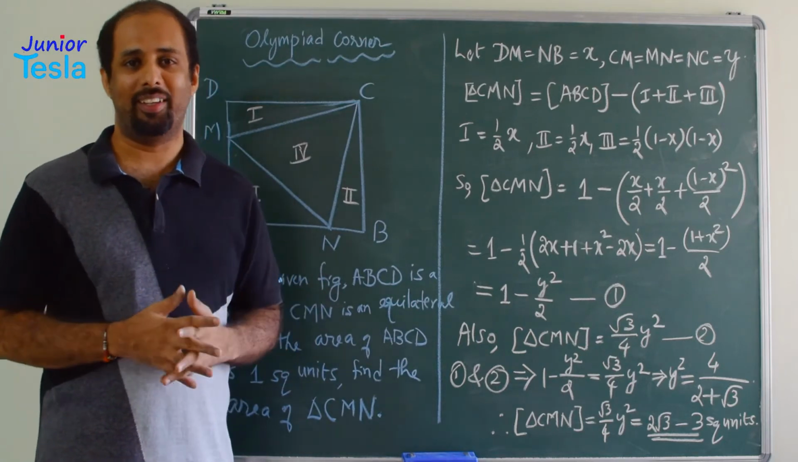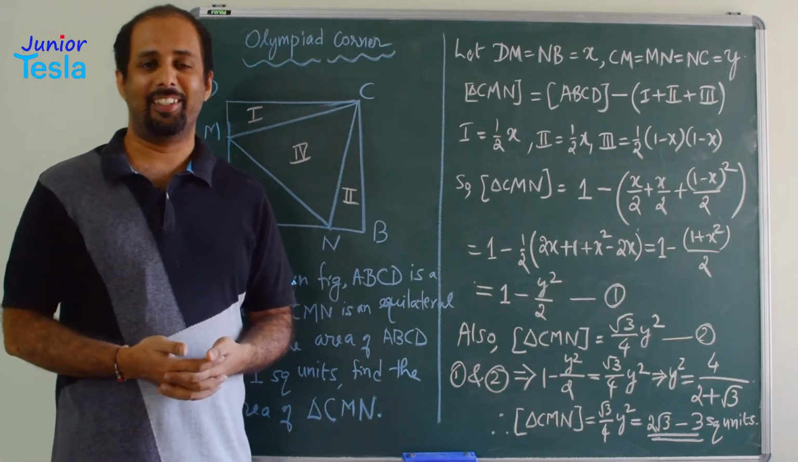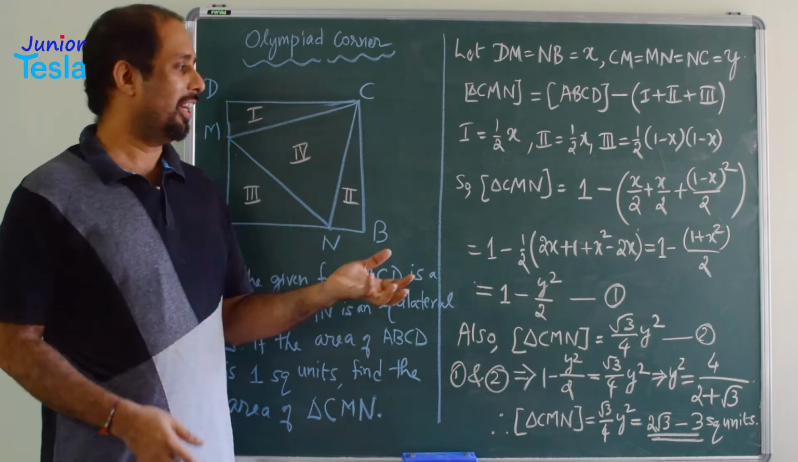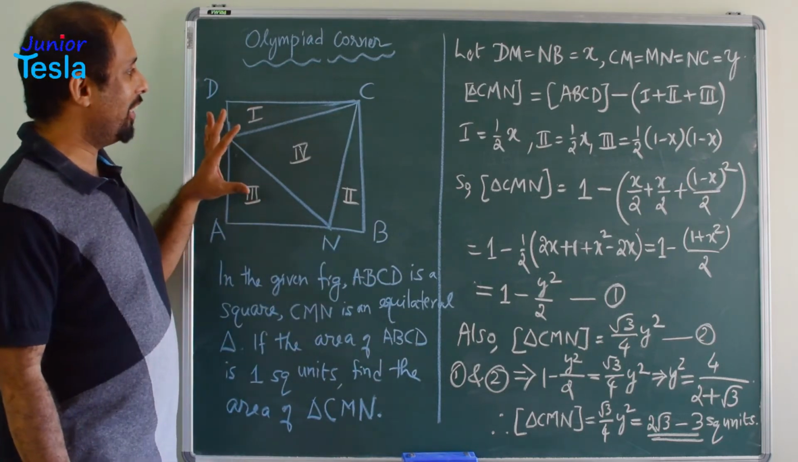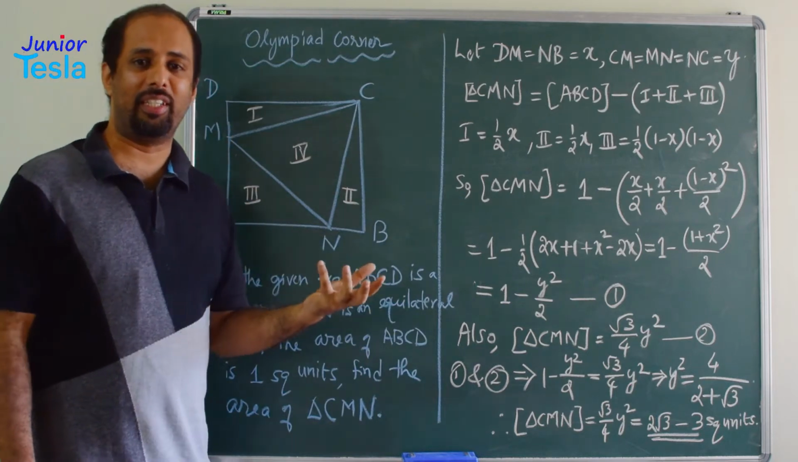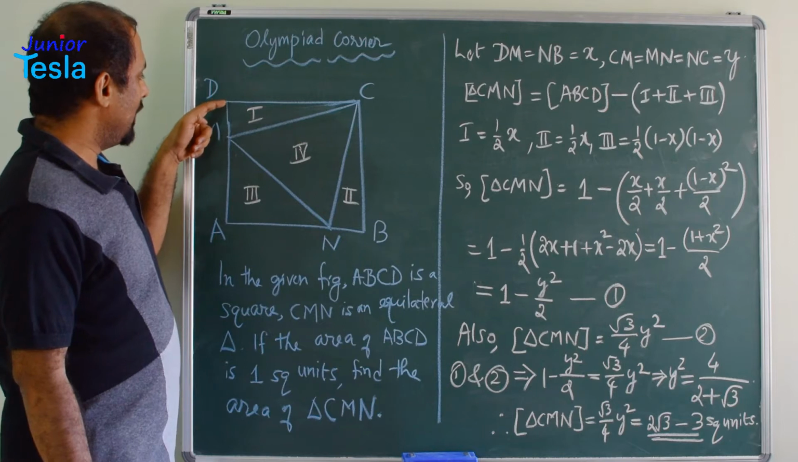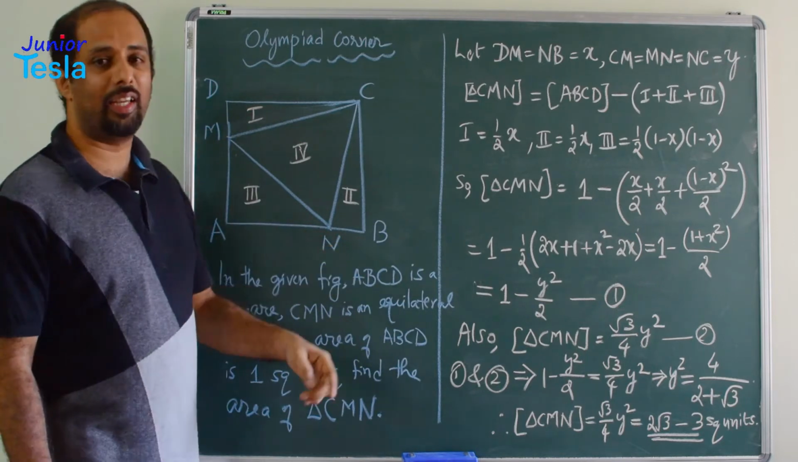Looks very simple, right? Most of the Olympiad problems are like that. The statements look very simple, but complications only come when you are solving the problem. Here, since they have already given the diagram, we need not draw the diagram. But the only thing is, we should know that these two lengths are equal. So DM and BN, they are equal.